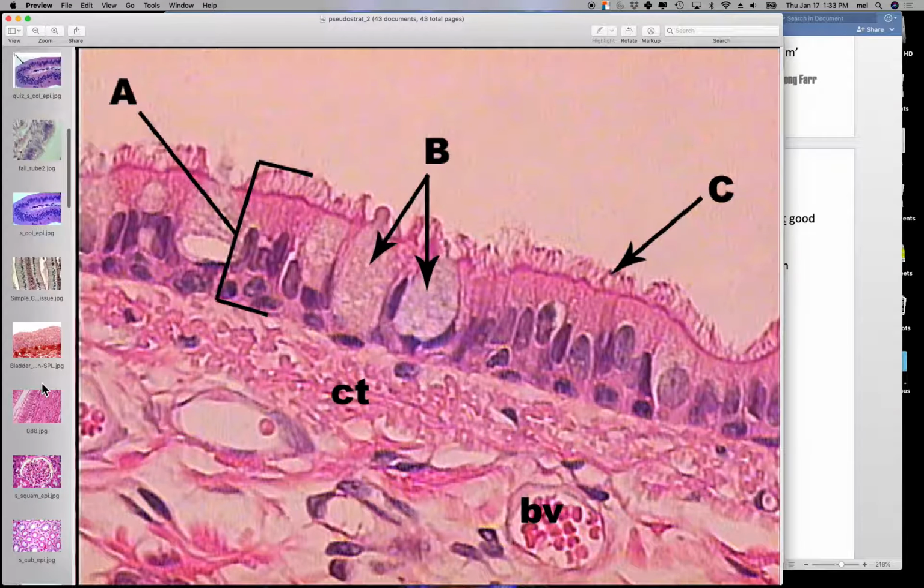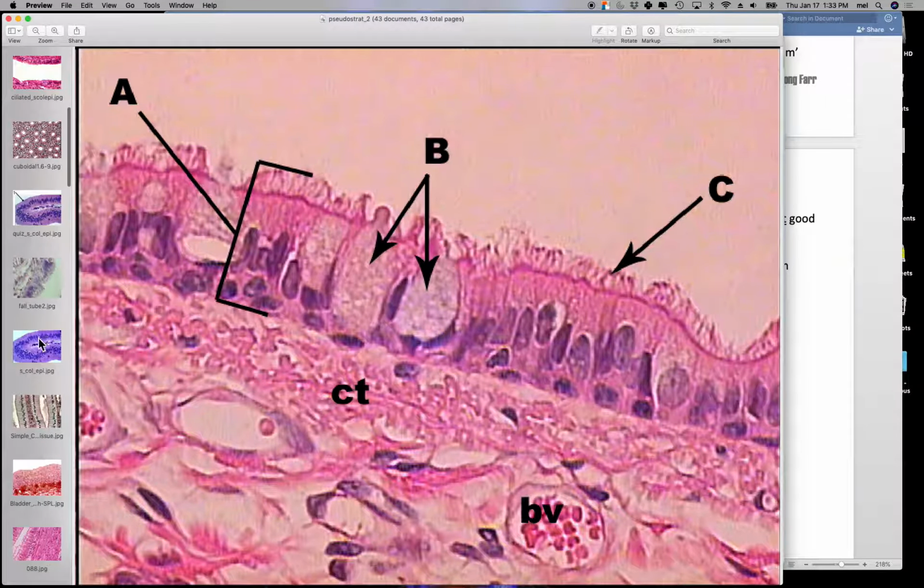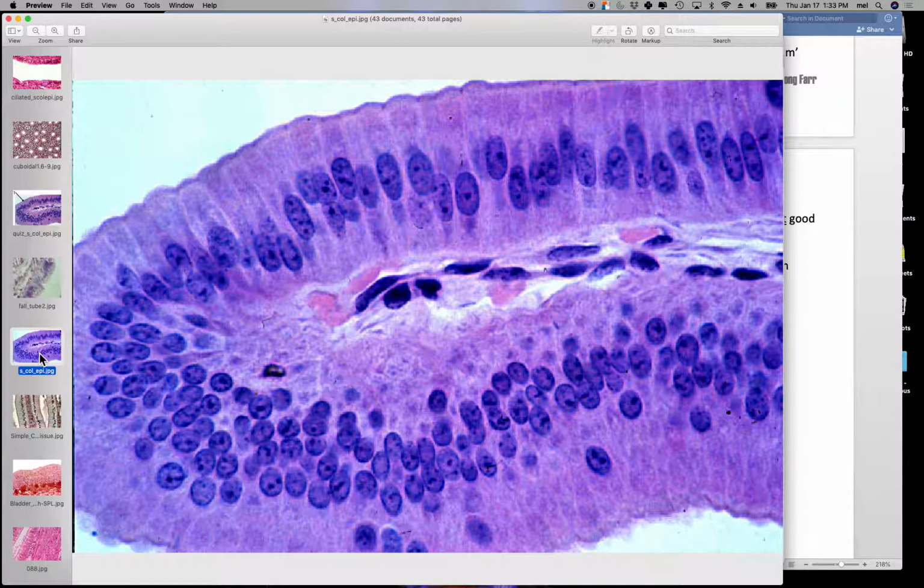So let's talk about this one right here. Do you know what it is? It's simple columnar. And by the way, guys, here's something that I will do for you whenever you are taking tests or quizzes. I will try to point you to the area that's the best indication of what tissue it is, because he just said pseudostratified. If you start looking here, because it's under cell division, it looks like it might be pseudostratified, but there's a couple of ways to tell that it isn't.